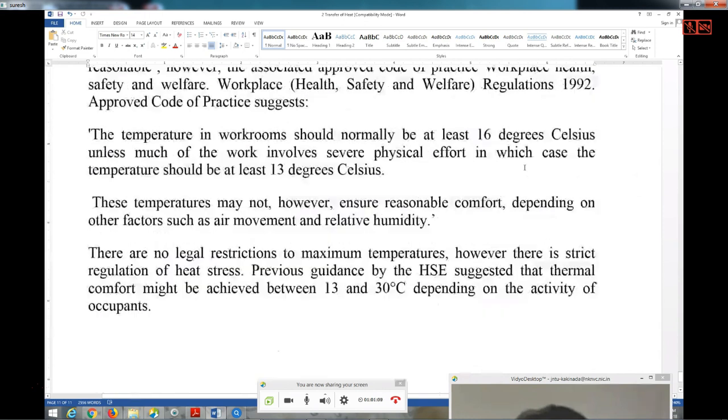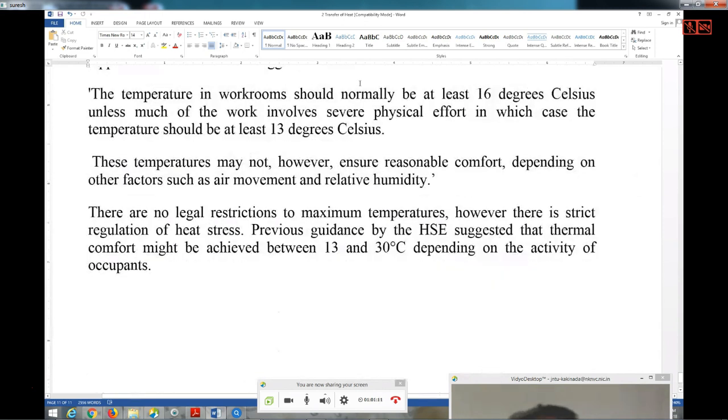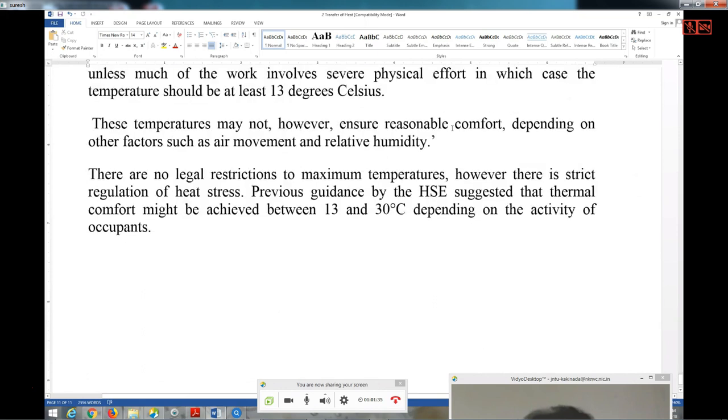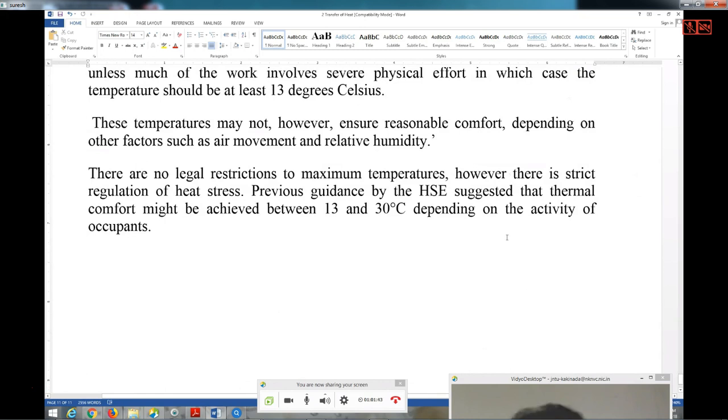Regarding these cases, the temperature in a workroom should normally be at least 16 degrees Celsius, unless much of the work involves severe physical effort, in which case the temperature should be at least 13 degrees Celsius. So these are the regulation conditions they have provided. The least temperature should be 16 degrees, or depending upon the physical work we are doing, we can go down to 13 degrees Celsius as a minimum temperature. These temperatures may not ensure reasonable comfort depending upon other factors such as air movement and humidity. So there are no legal restrictions on maximum temperatures.